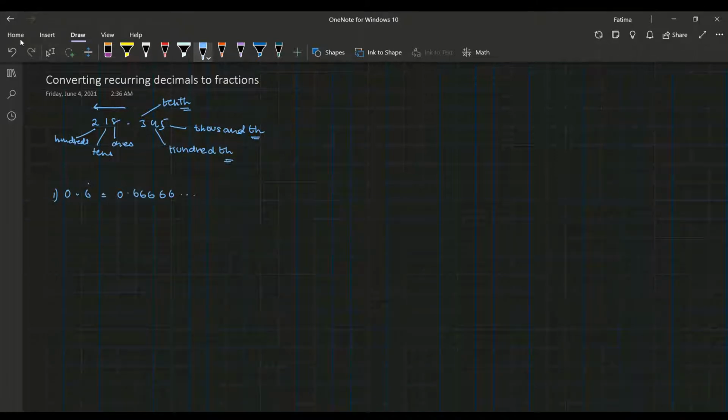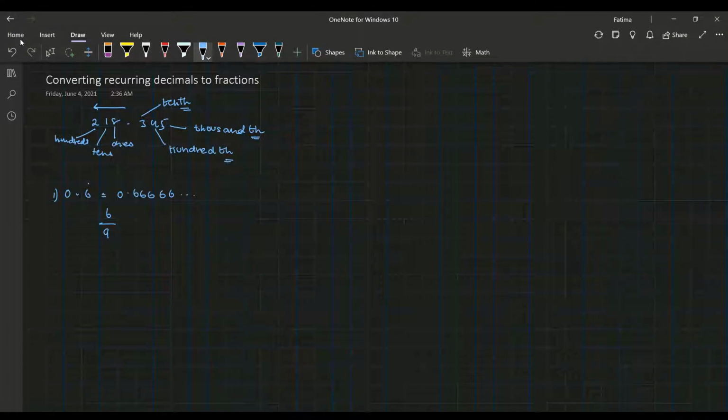Now, the way to convert these recurring decimals to fractions is, in the numerator of the fraction, write the digit that is repeating, and the denominator will always contain the number 9. But the number of 9s depends on the number of digits repeating. In this case, only one digit is constantly repeating, therefore we only have one 9.